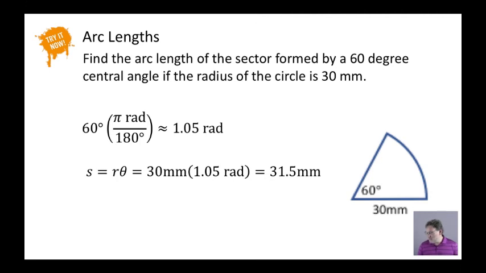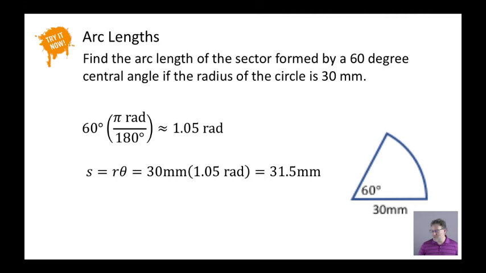And so we can multiply theta times r, r being 30 millimeters, to get the length of s, which is the arc length. 30 millimeters times 1.05 radians gives us 31.5 millimeters. That's the length of that arc. Hopefully that was somewhat straightforward here.